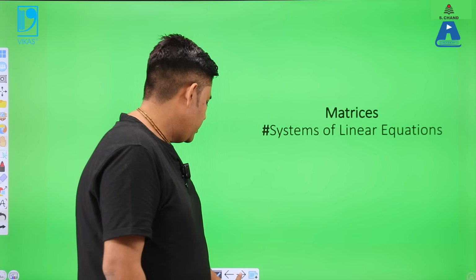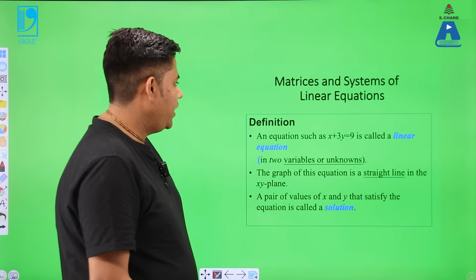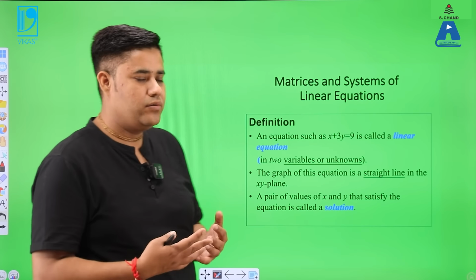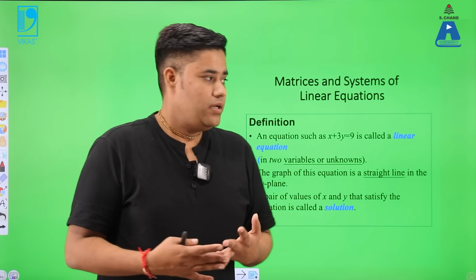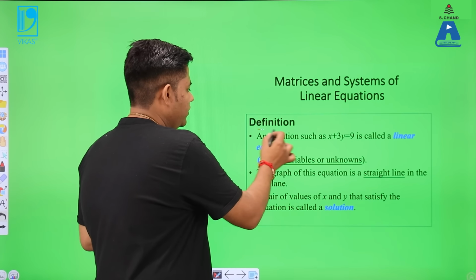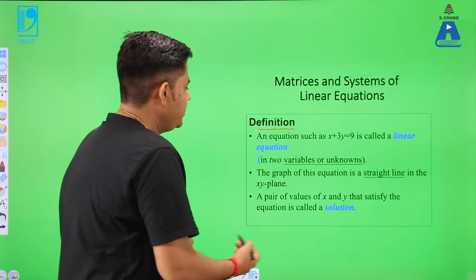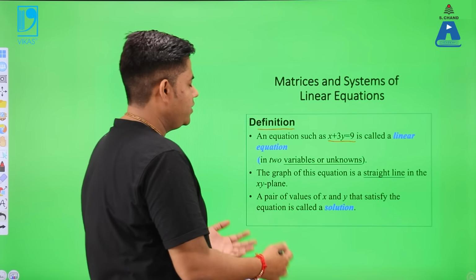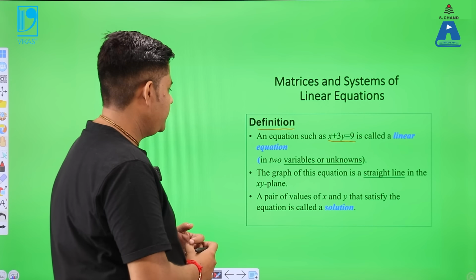So initially, we have a case for why matrices are linked to linear equations. First and foremost, you have to look at the definition of the linear equation. Let's say an equation of the type x plus 3y equals 9. This particular equation is called a linear equation.